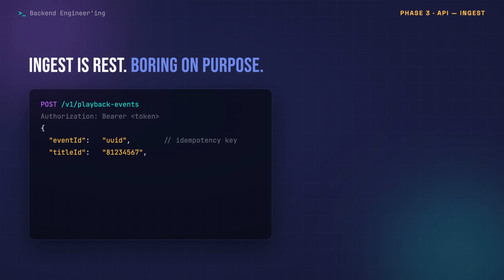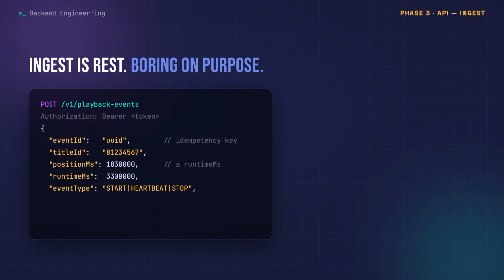Then the title ID, which shows the position in milliseconds, how far you are in next to the total runtime, so the server can sanity check you are not somehow past the end. An event type: start, heartbeat or stop. And the client timestamp, when the event actually happens on the device, not when it arrives.